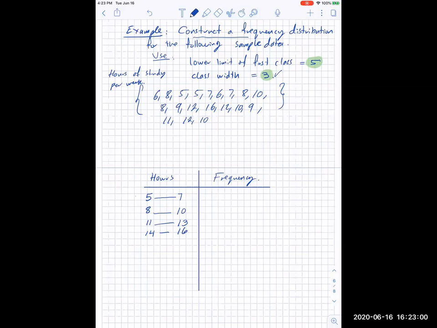So all I need is 4 classes to organize my table. The first class from 5 to 7, next one 8 to 10, 11 to 13, 14 to 16. Make sense? We have to be careful, guys, when we construct our table. You have to use the numbers that are stated in the problem.